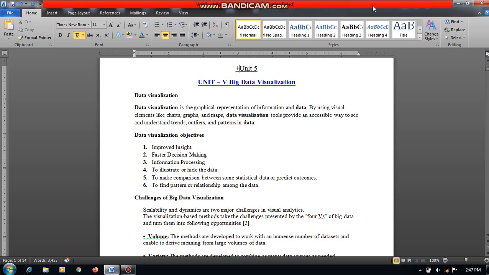So data visualization is nothing but the graphical presentation of your data. This is the definition: data visualization is the graphical representation of information and data. By using visual elements like charts, graphs, and maps, data visualization tools provide an accessible way to see and understand trends, outliers, and patterns in the data.